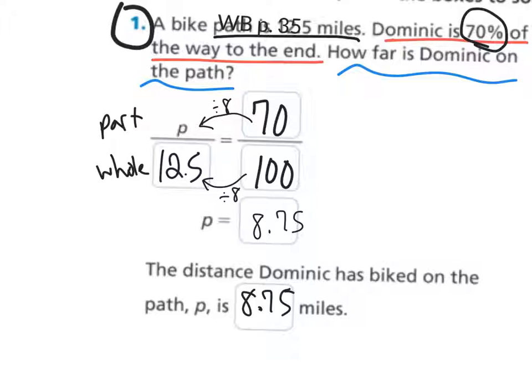And then just try and think about your answer if it makes sense or not. The whole thing's 12.5 miles, so half of that would be 6 1/4 miles. He's gone 70%, which is over half, so your answer should be more than 6 1/4 miles, and it is, and so we should be in good shape.